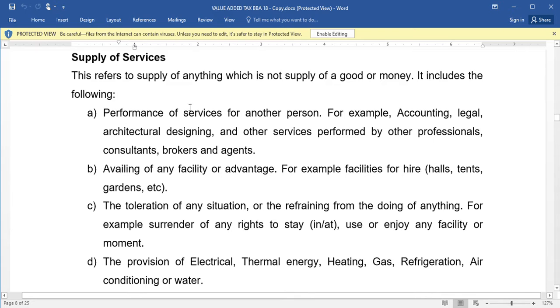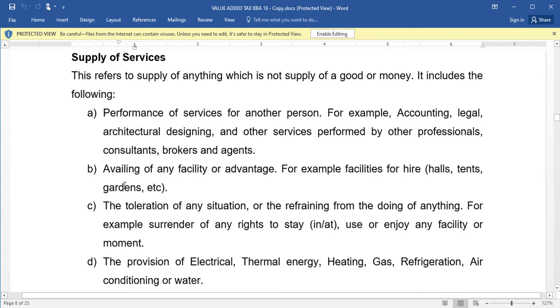First is performance of services for another person. When you perform services for another person, you're supplying a service. For example, accounting, legal, architecture, designing, and other services performed by other professionals, consultants, brokers, and then agents.